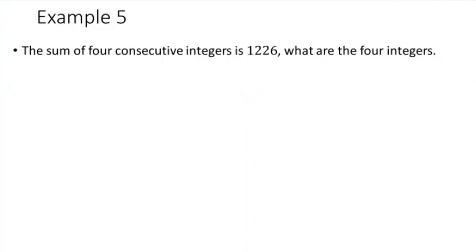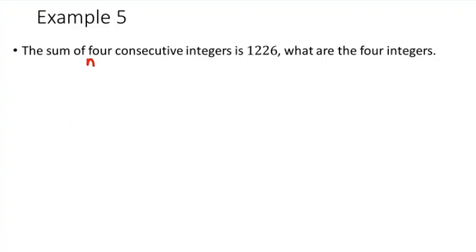Now in this problem here, we're told the sum of 4 consecutive integers is 1,226. What are the 4 integers? To start, how do we represent the 4 consecutive integers? Well, we're going to start off with n as our first integer. You can use n or x, but for integers, we like to use n. Now, how would we get the next integer?